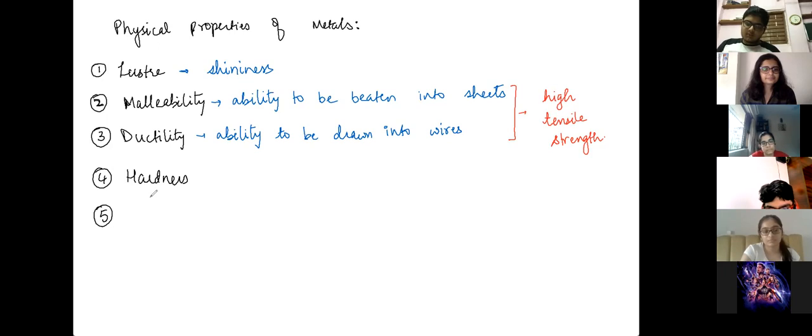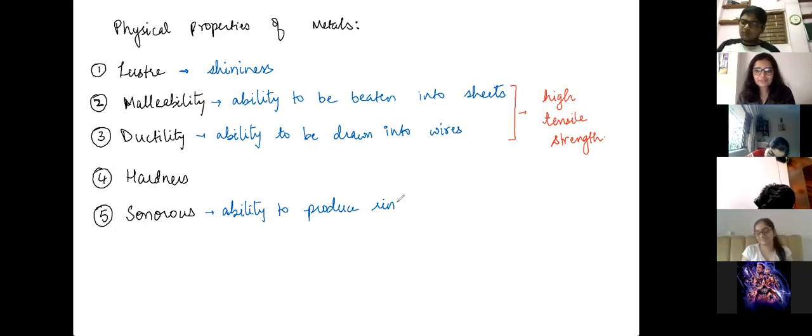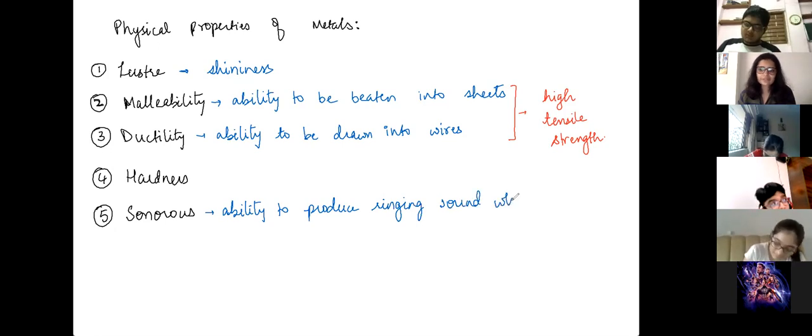Sonorous. Sonorous, yes. And what does that mean? Ability of a metal to produce a ringing sound. Yes. Sonority, or being sonorous, is the ability to produce a ringing sound when struck. They don't produce it on their own randomly, that's going to be a problem if they do that. But when struck hard, the ding sound just continues and doesn't stop.